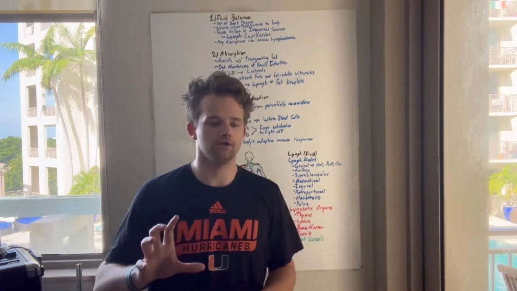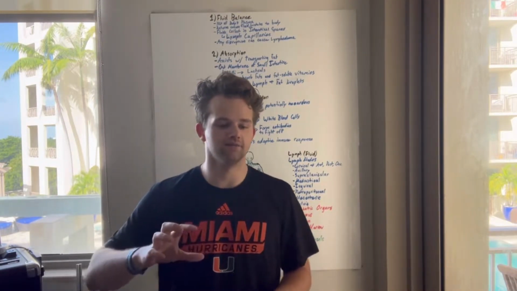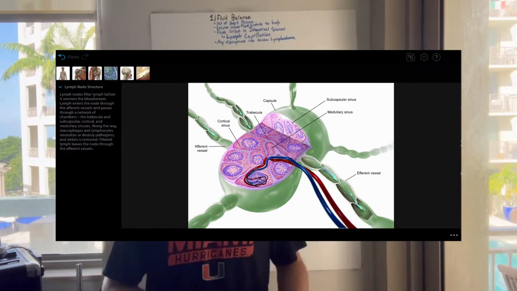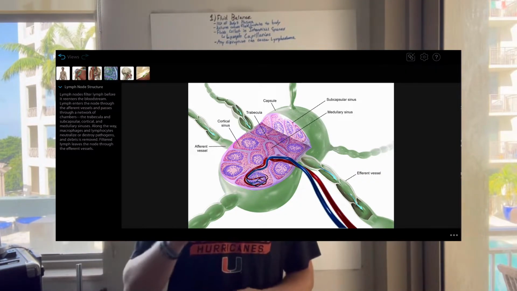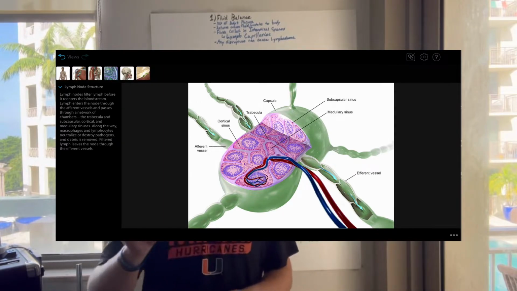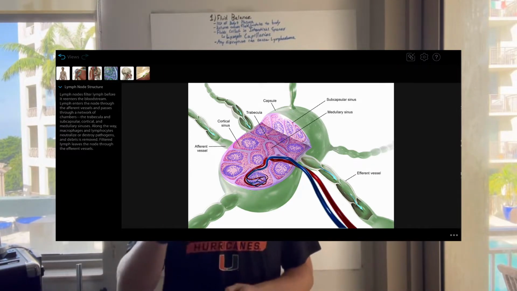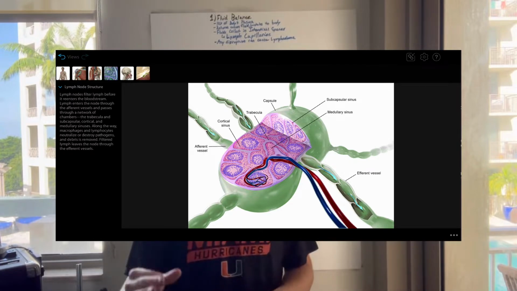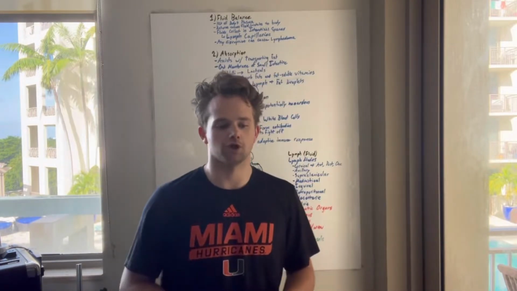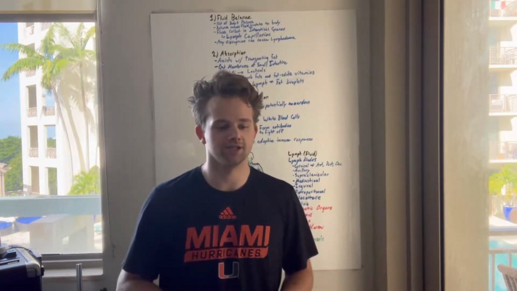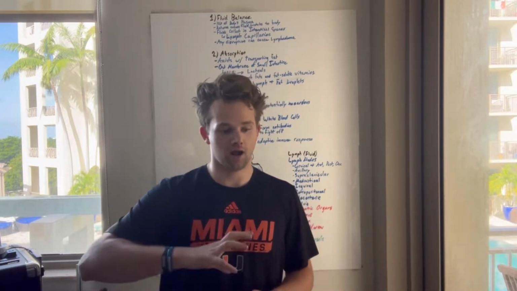The body of the node is surrounded by a protective outside layer called a capsule, and then this is divided into compartments called lymph nodules, which are just dense masses of lymphocytes and macrophages. The nodules are separated by lymph sinuses where the lymph fluid travels.